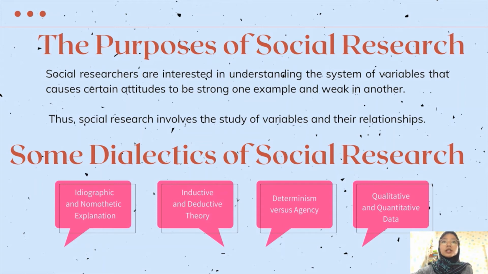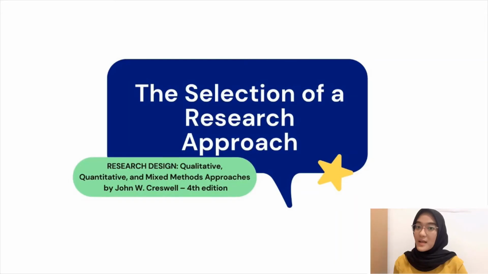Qualitative and quantitative data. Quantitative data has the advantage that numbers are more precise than words as a measure of some quality. Qualitative data carries the drawbacks of pure verbal descriptions. The selection of a research approach.